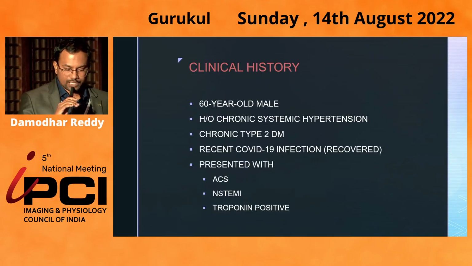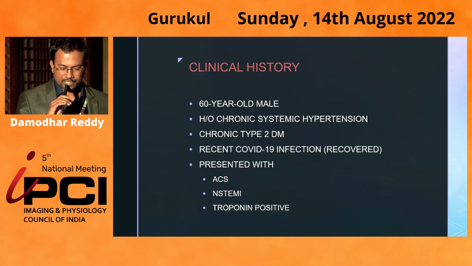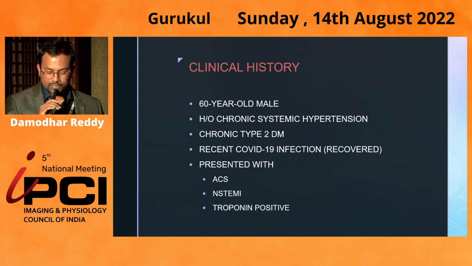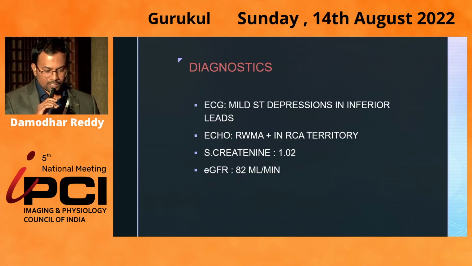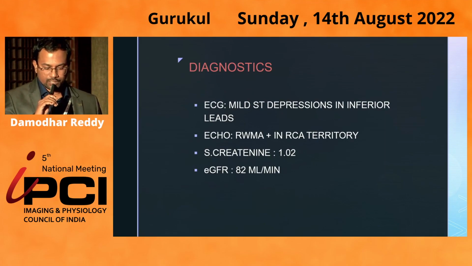Coming to the clinical history of the case, it's a 60-year-old male with chronic hypertension, diabetes, and recently recovered from COVID. His presentation was ACS, NSTEMI, and troponin positive. It was the index event. The ECG showed mild ST depression in inferior leads and RWMA in the RCA territory. His creatinine was 1.02 with an eGFR of 82.